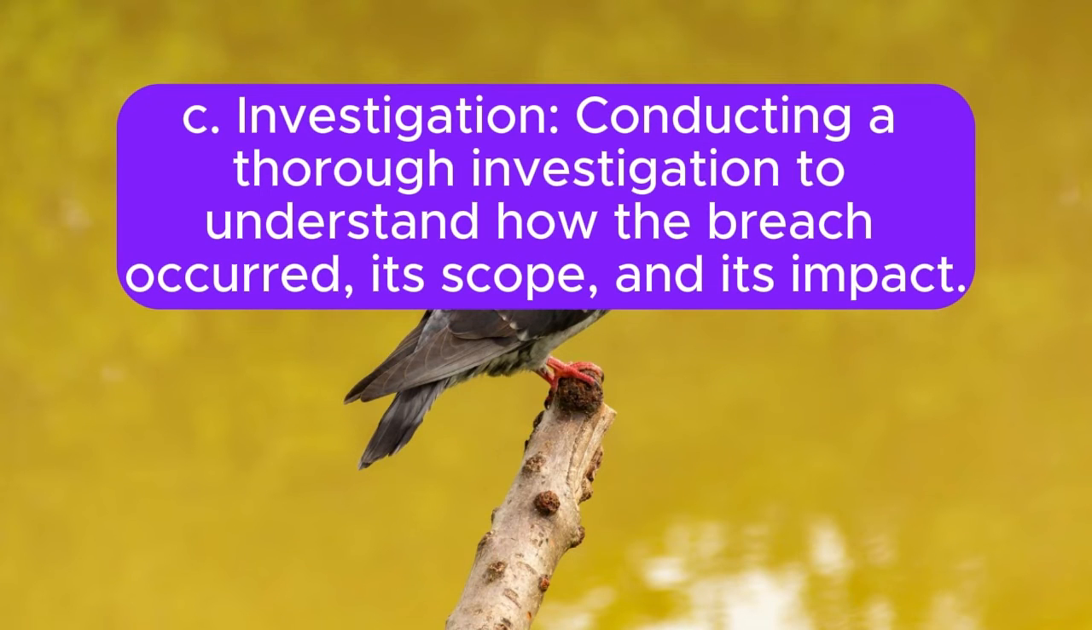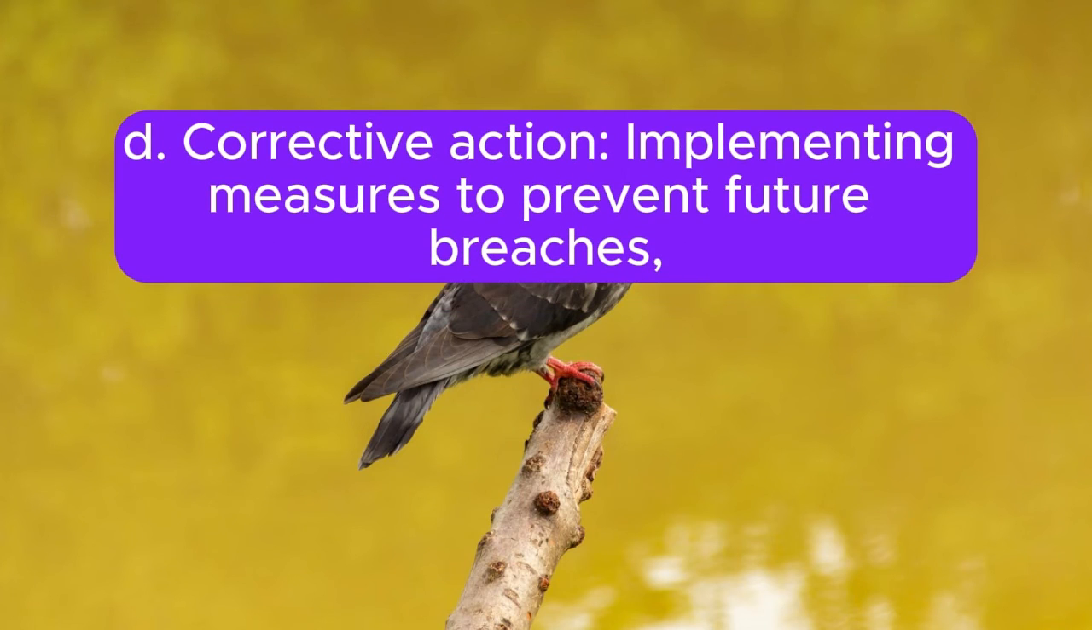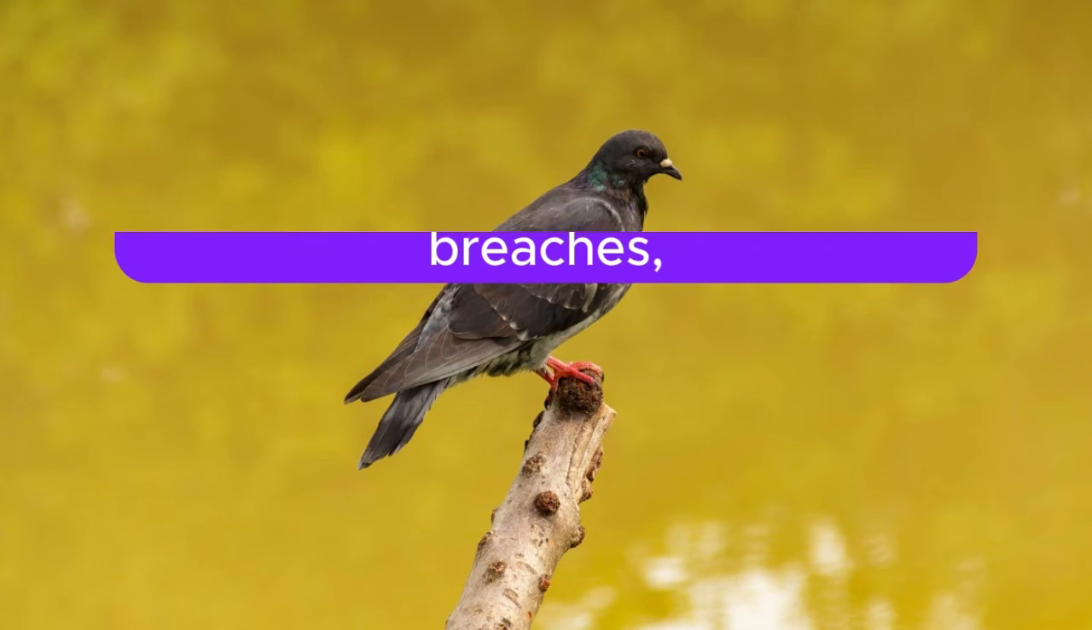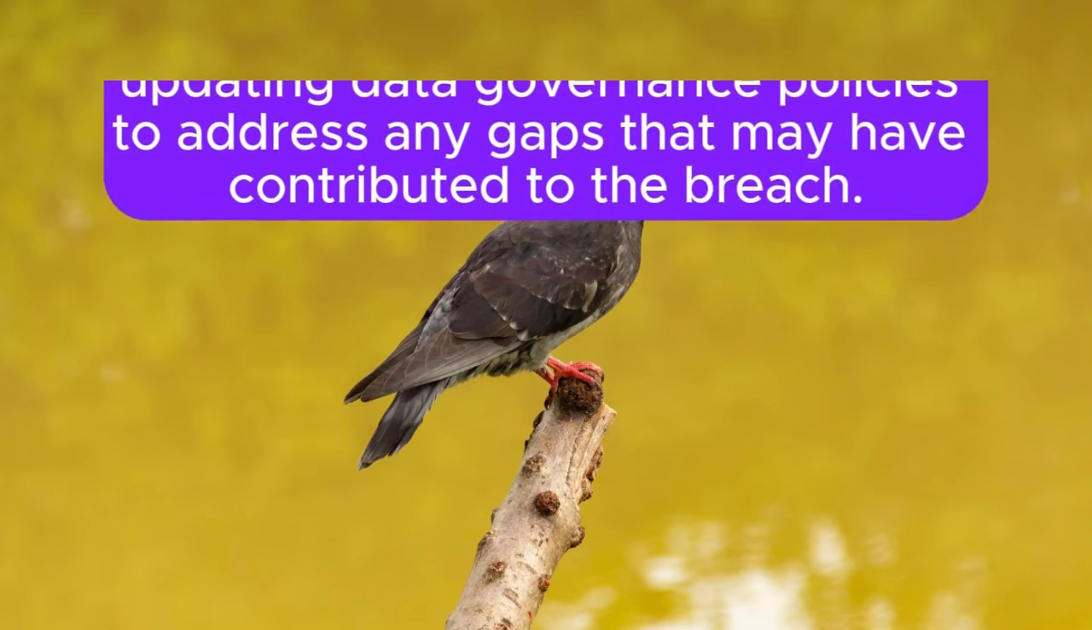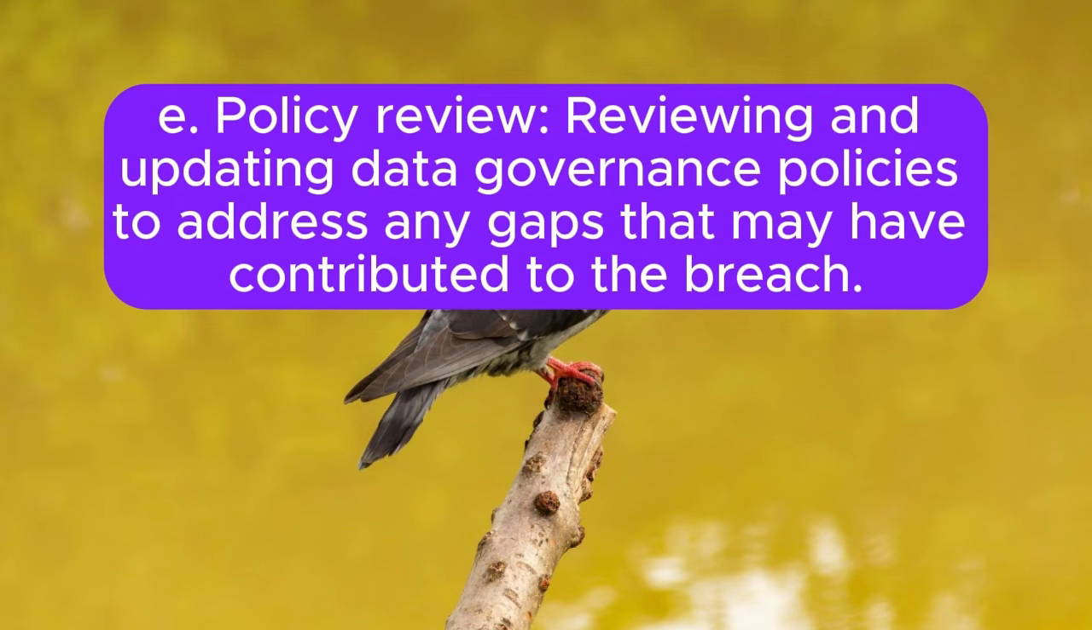C. Investigation, conducting a thorough investigation to understand how the breach occurred, its scope, and its impact. D. Corrective action, implementing measures to prevent future breaches, such as improving security protocols or revising data access policies. E. Policy review, reviewing and updating data governance policies to address any gaps that may have contributed to the breach.